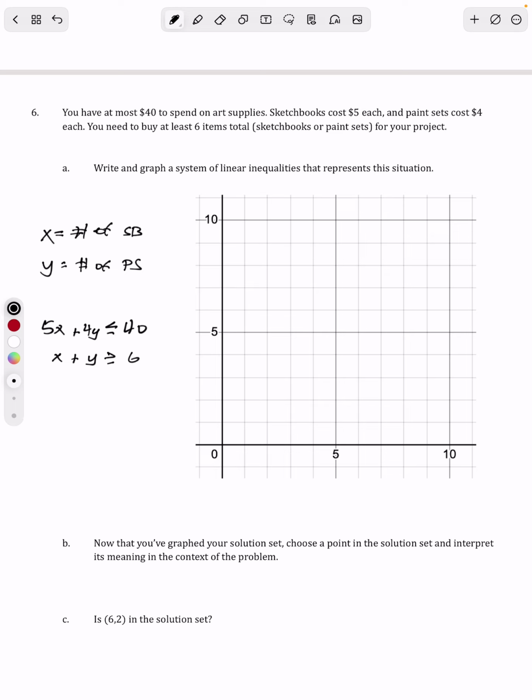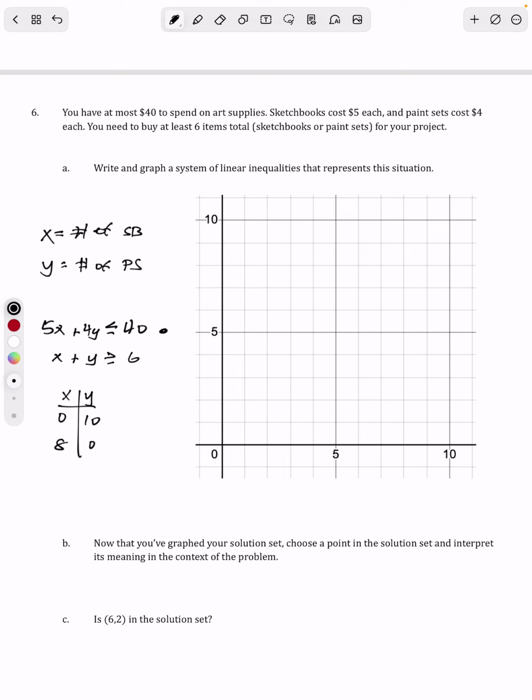These are my 2 inequalities that I'm going to graph the solution set for. It should overlap. So the first one, which I'll do in black, has a y-intercept of 10 and an x-intercept of 8.